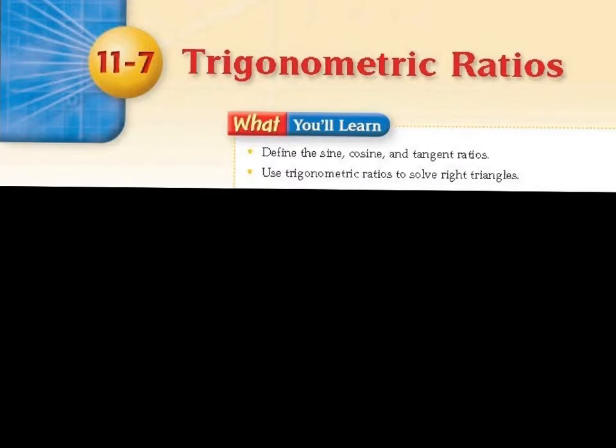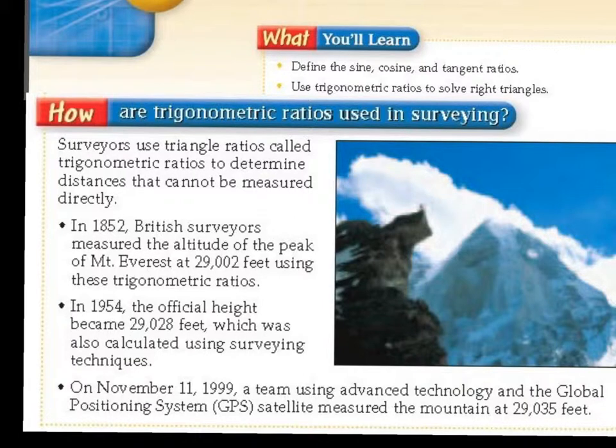In this lesson, you'll learn how to define the sine, cosine, and tangent ratios and use trigonometric ratios to solve right triangles. How are trigonometric ratios used in surveying? Surveyors use triangle ratios called trigonometric ratios to determine distances that cannot be measured directly. In 1852, British surveyors measured the altitude of the peak of Mount Everest at 29,002 feet using trigonometric ratios.